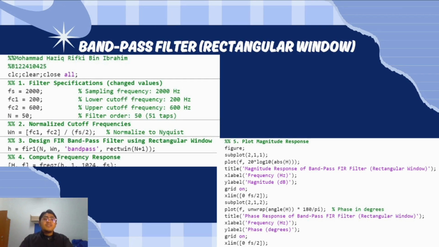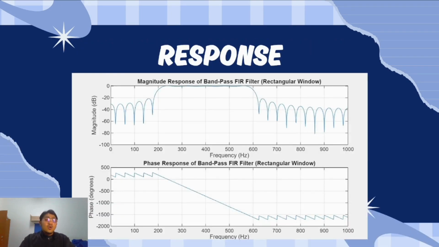On both sides, the filter transitions into stop bands: below 200 Hz is the lower stop band, and above 600 Hz is the upper stop band. Each transition zone is about 80 Hz wide, consistent with the rectangular window behavior, and this gives us two sharp edges, one at the low end and one at the high end of the pass band.